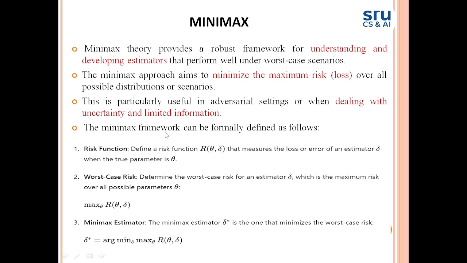The min-max framework is defined as follows. First of all, we define a risk function that measures the loss or error of an estimator. Then, the worst case risk: determine the worst case risk for an estimator, which is the maximum risk over all possible parameters. Then we have the minimax estimator. The minimax estimator delta is the one that minimizes the worst case risk.